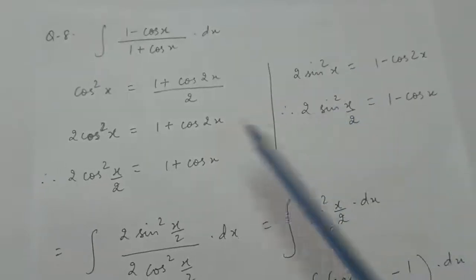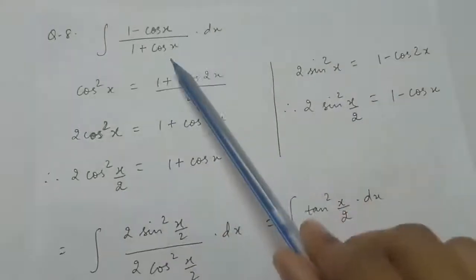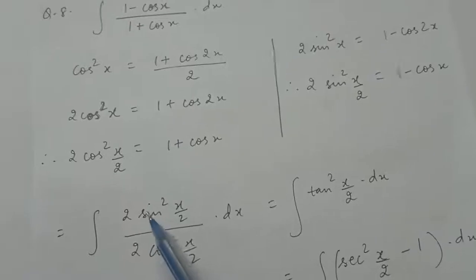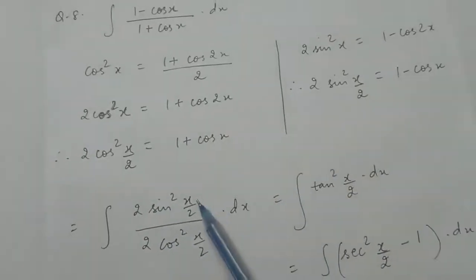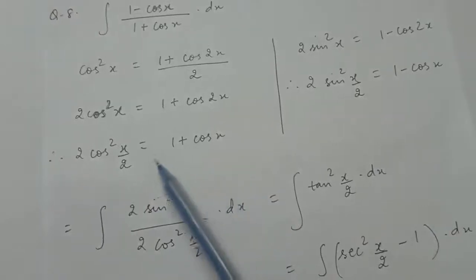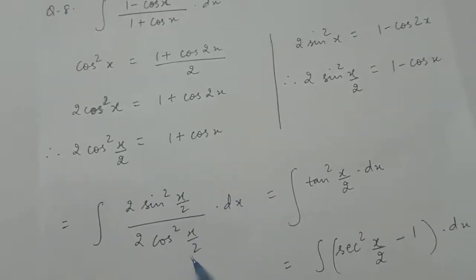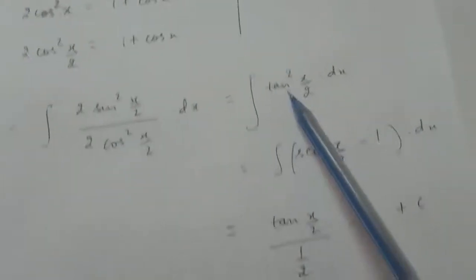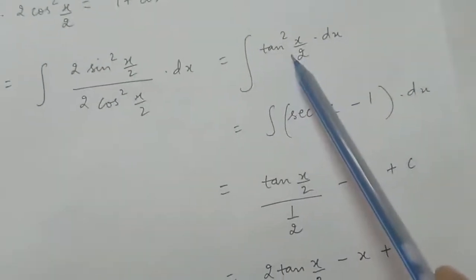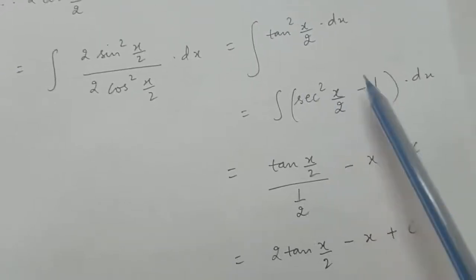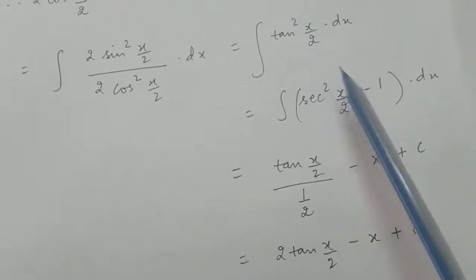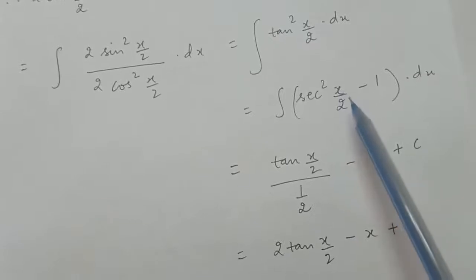Now put these values in place of these. So 1 minus cos x will be 2 sin square x by 2, and 1 plus cos x will be 2 cos square x by 2. Now cancel out this 2, you will get tan square x by 2. Now you know that tan square x is secant square x minus 1. Here the angle is x by 2, so here it will be x by 2 only, right?